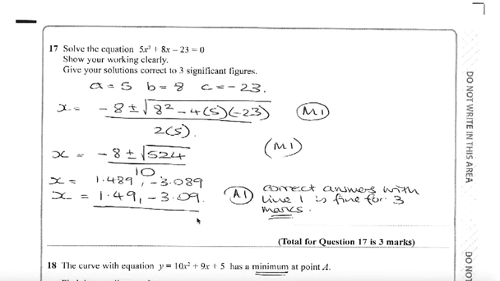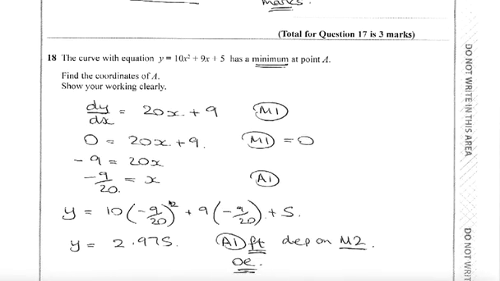Question 17, state what A, B and C are, put them carefully into this line. I must see this line of working. Then you give answers. It's always worth giving answers to a little bit more accuracy than you need to, and then give them to the accuracy required, 3 sig figs.